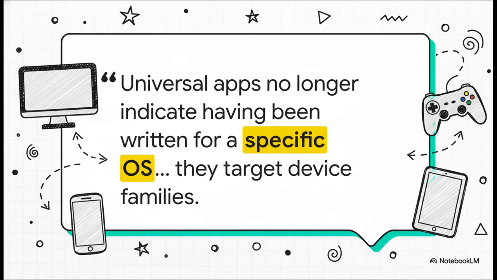Developers weren't coding for Windows 10 anymore, or for Windows Phone. Instead, their app would target something called a device family, like desktop or mobile or console. The app would then be smart enough to adapt its user interface for whatever device it found itself running on.